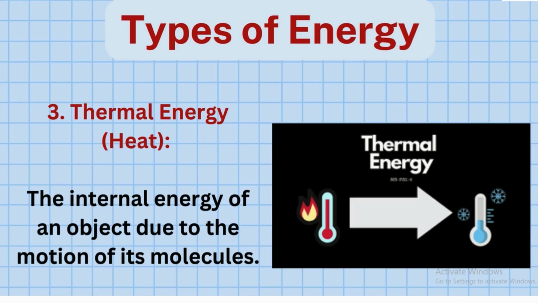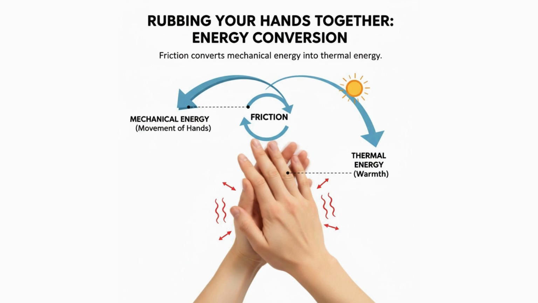Another example is thermal energy, which we call heat energy. This can be defined as the internal energy of an object due to the motion of its molecules. This can be explained with this example: when we rub our hands together, friction converts mechanical energy, which is the movement of your hands, into thermal energy, which is heat energy, which you feel as warmth. So this example defines the terminology of thermal heat energy.